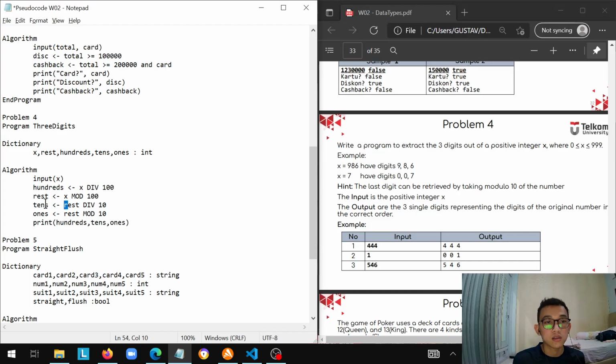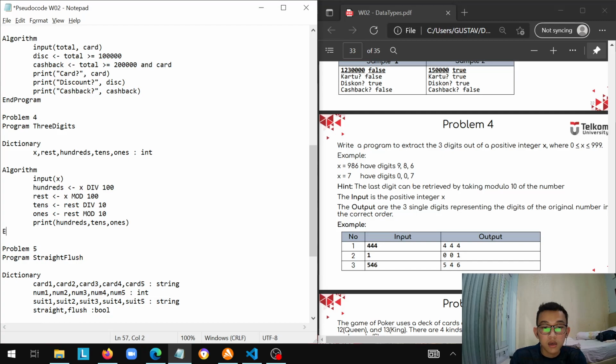And the tens, that's self-explanatory here, the integer of the rest divided by 10. And ones, just the modulo of the rest divided by 10. And you print out each individual digit then. And that's the program. There we go.